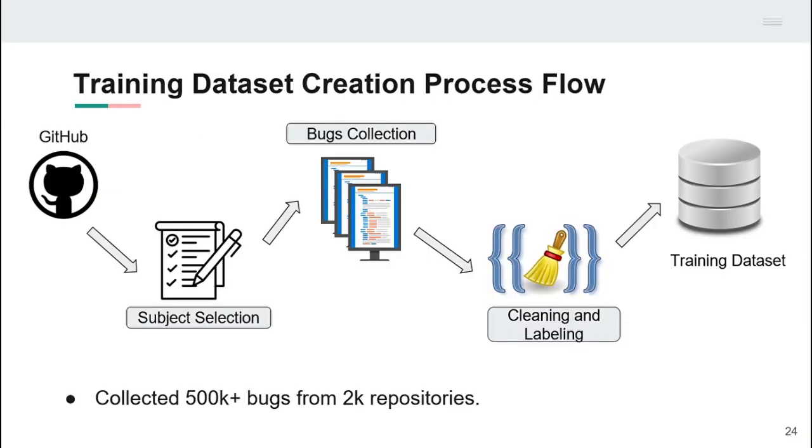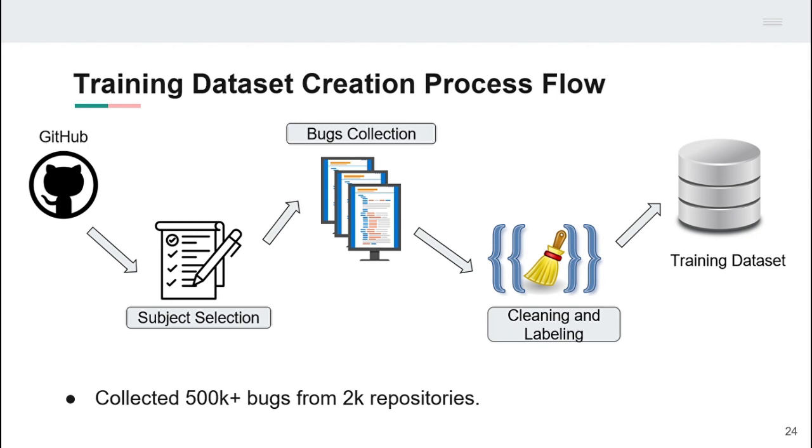Let's look at our training dataset creation process. We use the GitHub REST API to retrieve the repositories according to the same criteria used in the test dataset subject selection. Then we select the top 5000 repositories. Then we remove the repositories that we used to create the test dataset and collect more than 500,000 bugs from those PHP applications. In the cleaning step, we remove all other files, keeping only PHP files with changes.